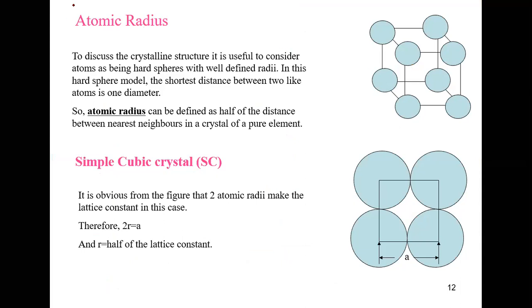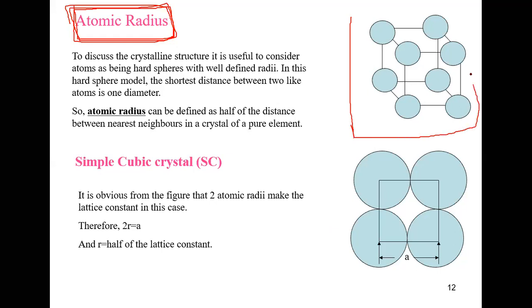Now, from the crystallographic data, we can calculate atomic radius. We can estimate atomic radius, or if we know the atomic radius, we can estimate the lattice constant. So, as we have discussed, the cubic crystal system has 3 different space lattices. One of the space lattices is simple cubic. So atoms will be located at the corners only. This is the typical unit cell of a simple cubic crystal.